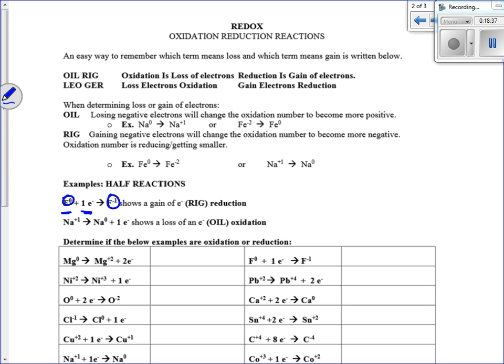Okay? Now, if we look at the other example here, I have sodium plus. I kind of covered up the plus, but this is a +1 here. And it is going to 0, right? Oh, that's not right.